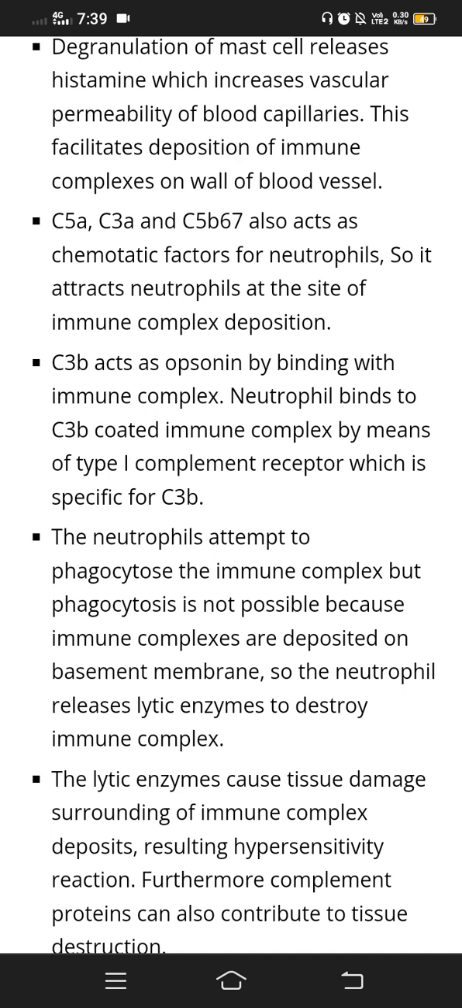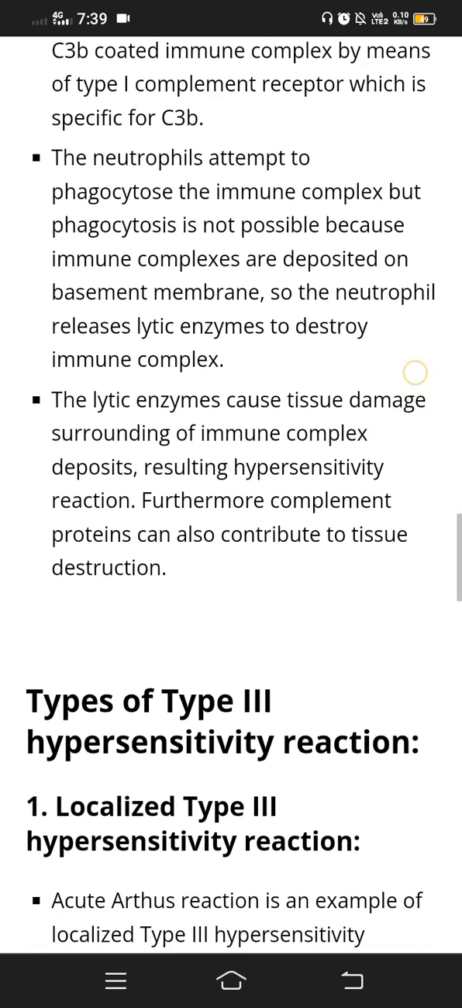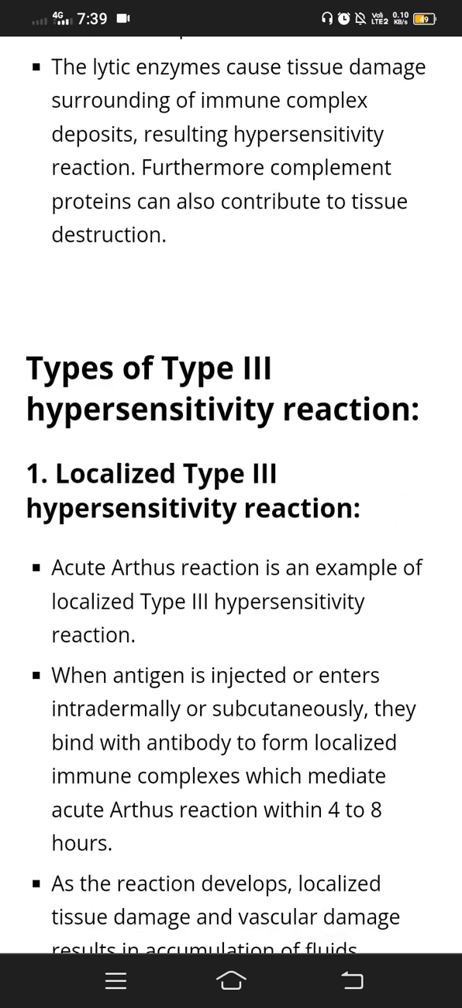Then the lytic enzymes cause tissue damage surrounding the immune complex deposits, resulting in a hypersensitivity reaction. Furthermore, complement proteins can also contribute to tissue destruction. Now, the types of type 3 hypersensitivity reaction.